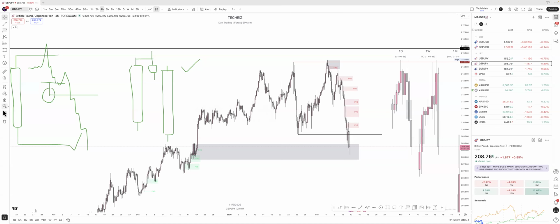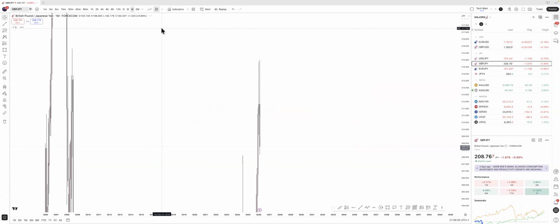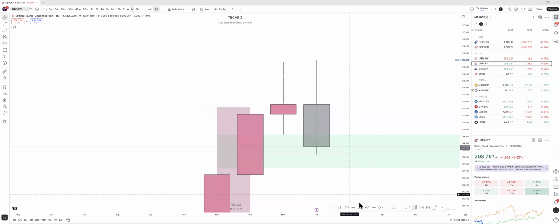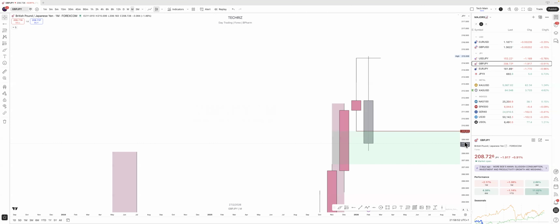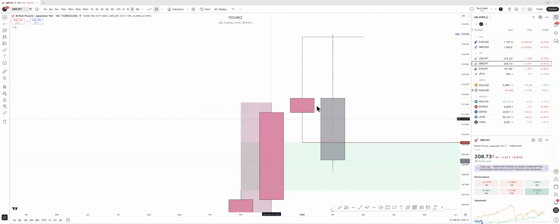Now, this is what we are seeing happening. Let's go to the monthly so you see it clear. Can you see it? This is the spinning top. Can you see small body with wicks on both ends? This is spinning top. It is liquidity. And you can see what price did.